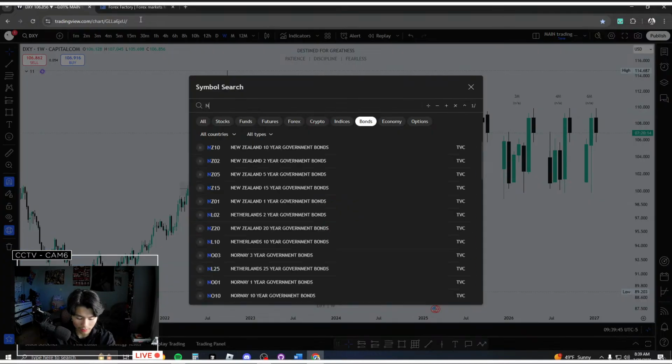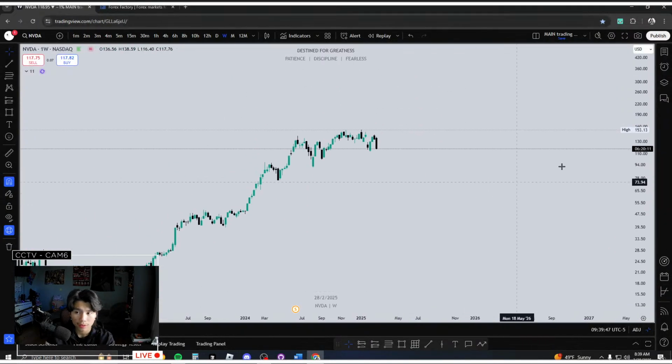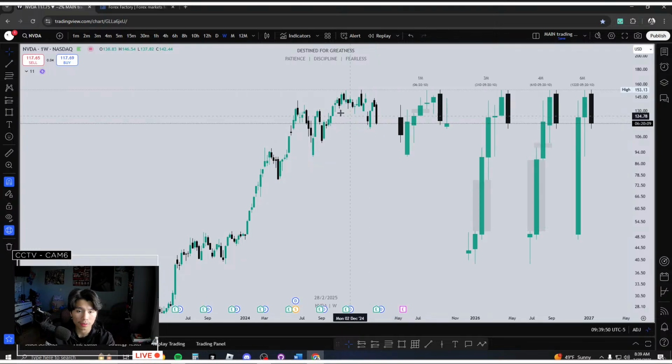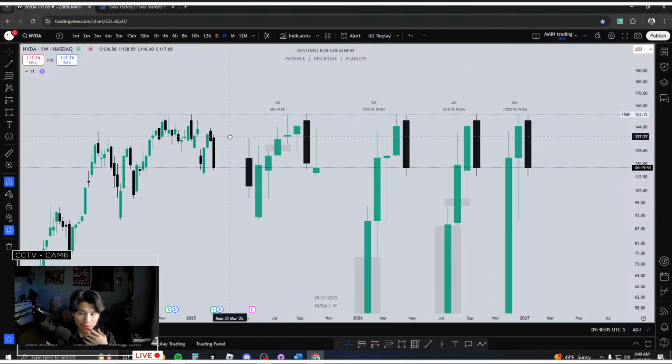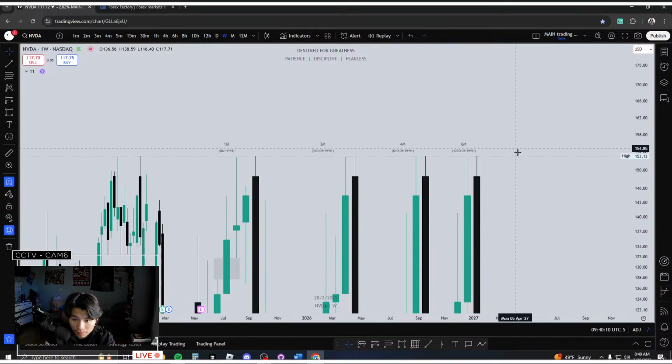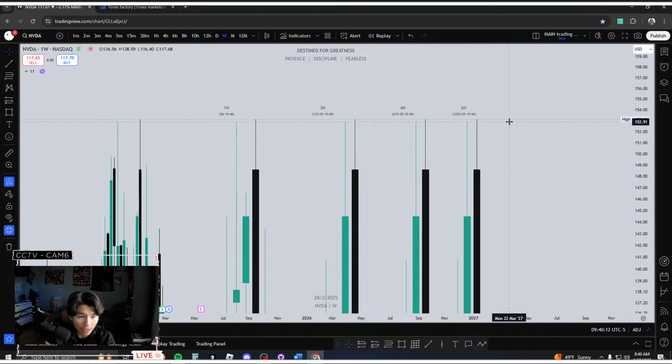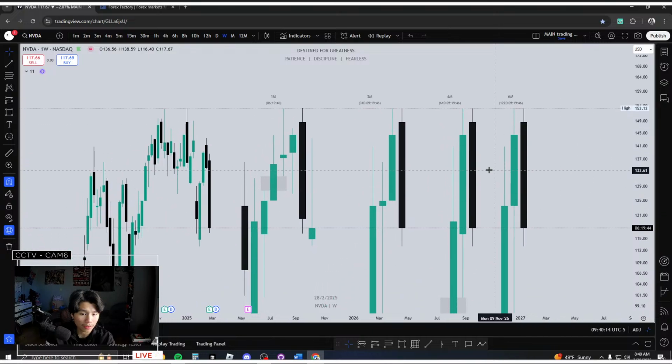Yeah, Tesla. Let's check out Nvidia. Nvidia is also selling off. So the high of the week here on Nvidia was 138. Now it's trading at 117. So all of these companies right now are selling off. We did end up taking that high too. So interesting, very, very interesting.